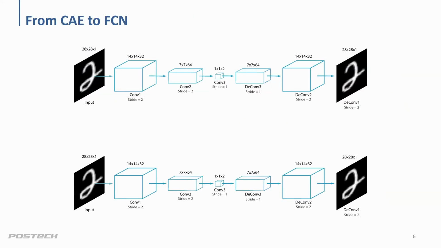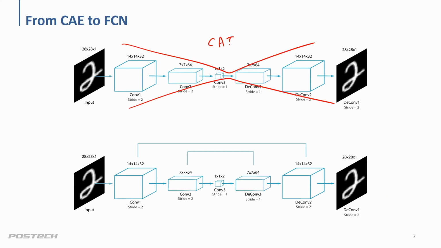So let's think about moving from the CAE to FCN structures. This one is CAE. On top of the CAE structures, if you add this kind of skip connections, that's FCN.